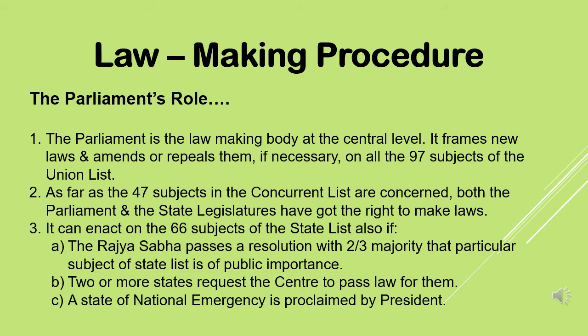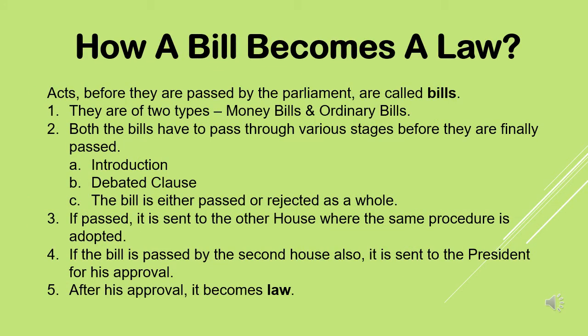Okay. Now the next topic is how a bill becomes a law. Acts before they are passed by the parliament are called bills. Bills are of two types, money bills and ordinary bills. Both bills have to pass through various stages before they are finally passed. We revised money bills and ordinary bills in detail yesterday.